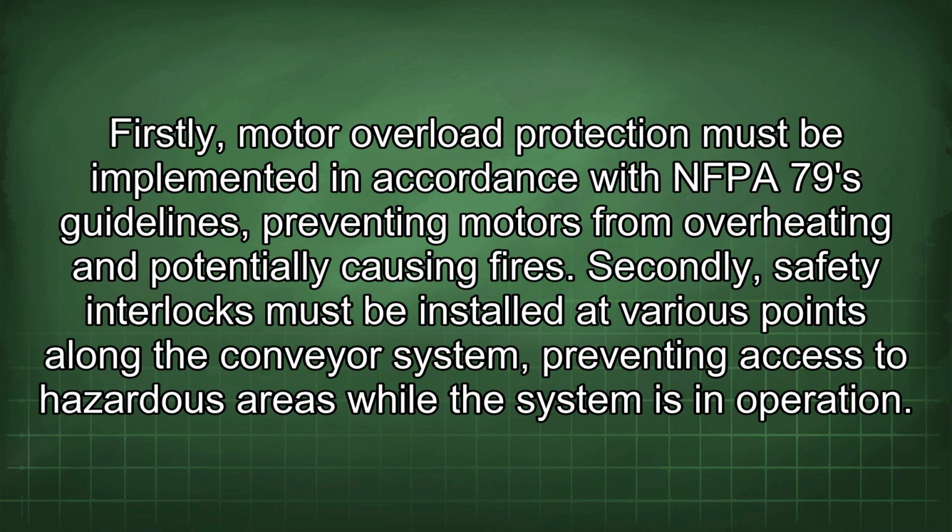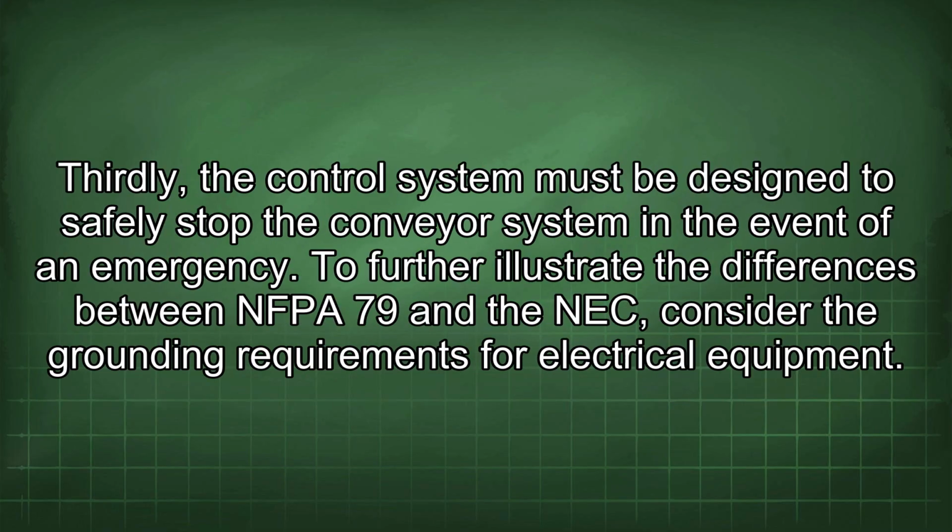Firstly, motor overload protection must be implemented in accordance with NFPA 79's guidelines, preventing motors from overheating and potentially causing fires. Secondly, safety interlocks must be installed at various points along the conveyor system, preventing access to hazardous areas while the system is in operation. Thirdly, the control system must be designed to safely stop the conveyor system in the event of an emergency.